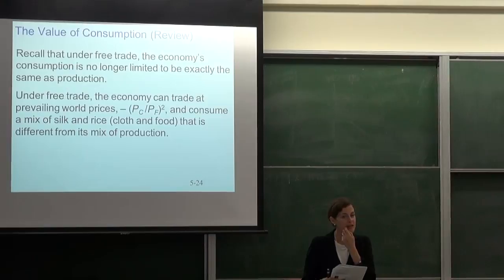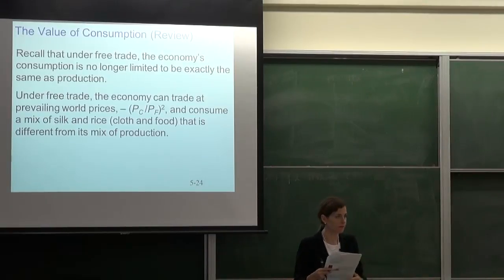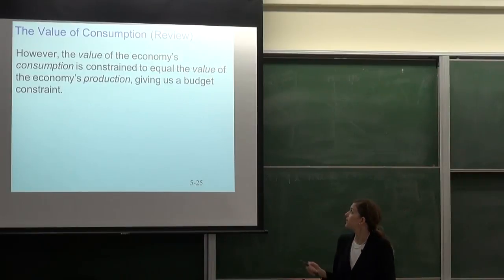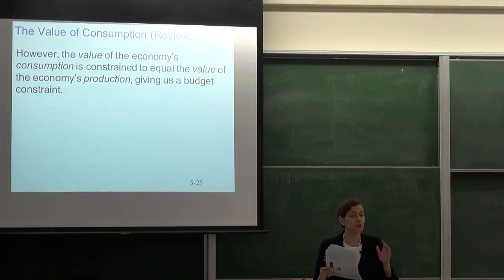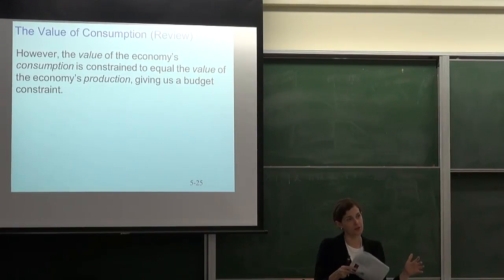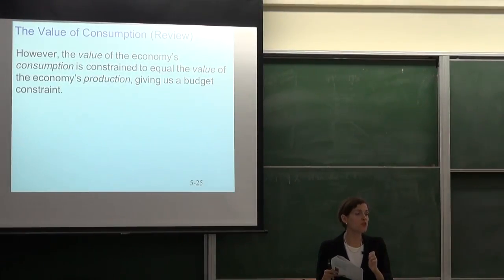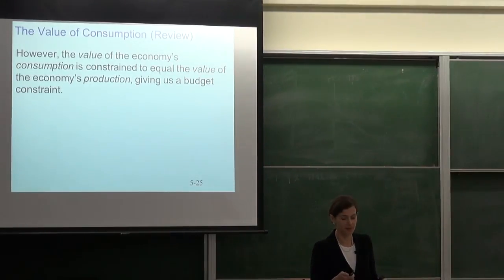But it can't just consume whatever it wants to, right? So consumption is constrained. We have a budget constraint. Consumption, the value of total consumption, has to be equal to the value of total production. So what does that look like? We're going to denote consumption with a D, and production will still be Q, like it always has been.